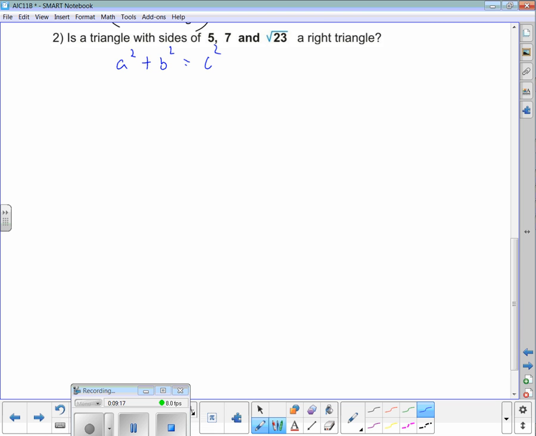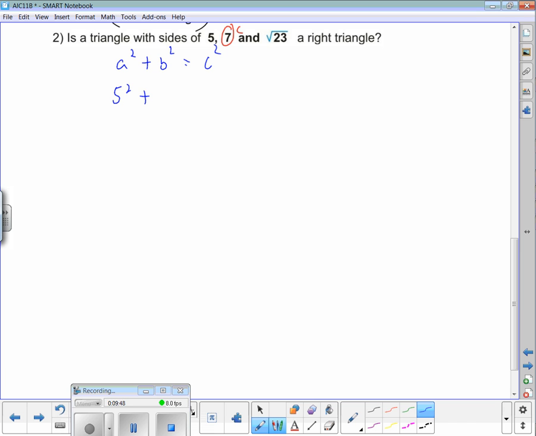All right, obviously 7's bigger than 5, so 5's out. So it's either 7 or the square root of 23. Well, if you don't know how big the square root of 23 is, punch it into your calculator. But we know this, the square root of 25 is 5. So this number is less than 5. So you know what? The hypotenuse has to be the 7. That's the hypotenuse, and that's what's got to go in the C. Okay, so let's go ahead and sub in our numbers.